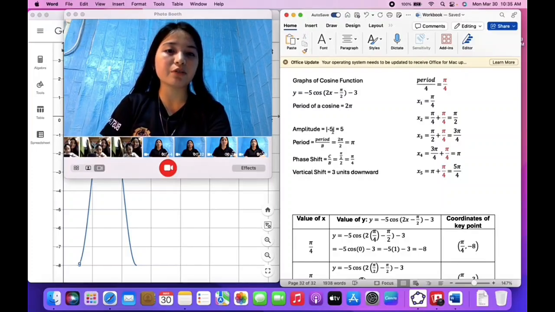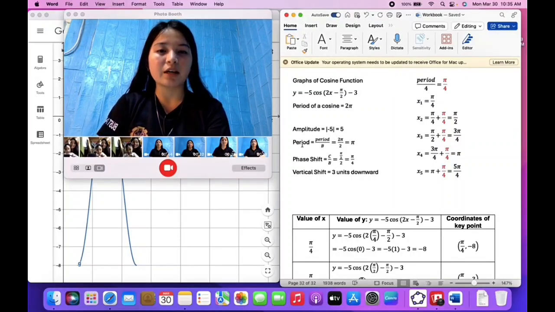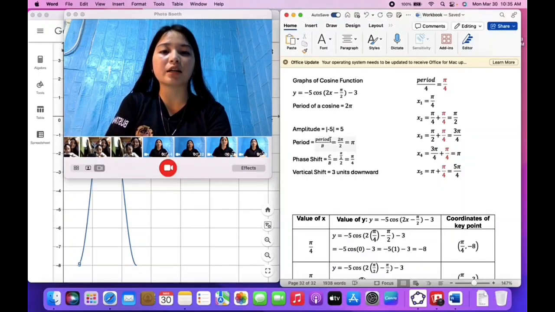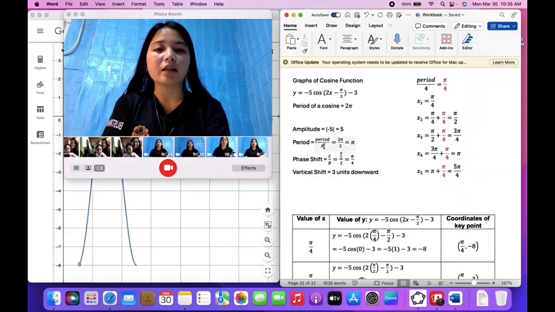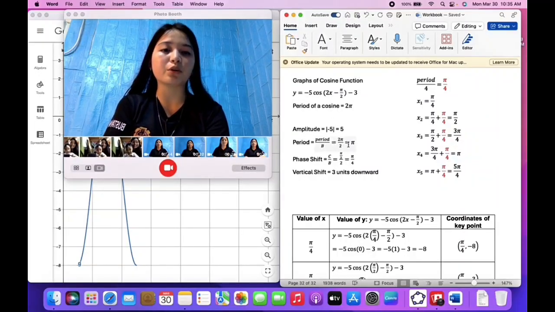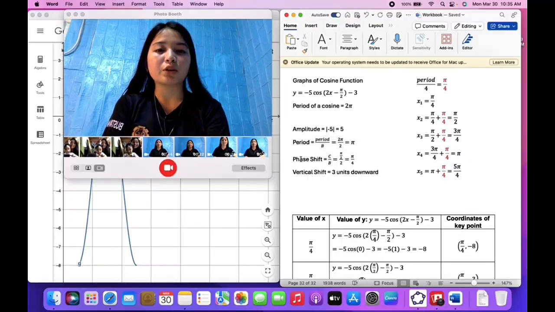The absolute value of negative 5 is equal to 5. And the period is equal to the standard period over b. The period of a standard cosine is equal to 2 pi, and our b is 2. So it is equal to 2 pi over 2, or pi. The phase shift is equal to c over b. So it is pi over 2 all over 2, which is equal to pi over 4. Our vertical shift is equal to negative 3, and it moves 3 units downward.